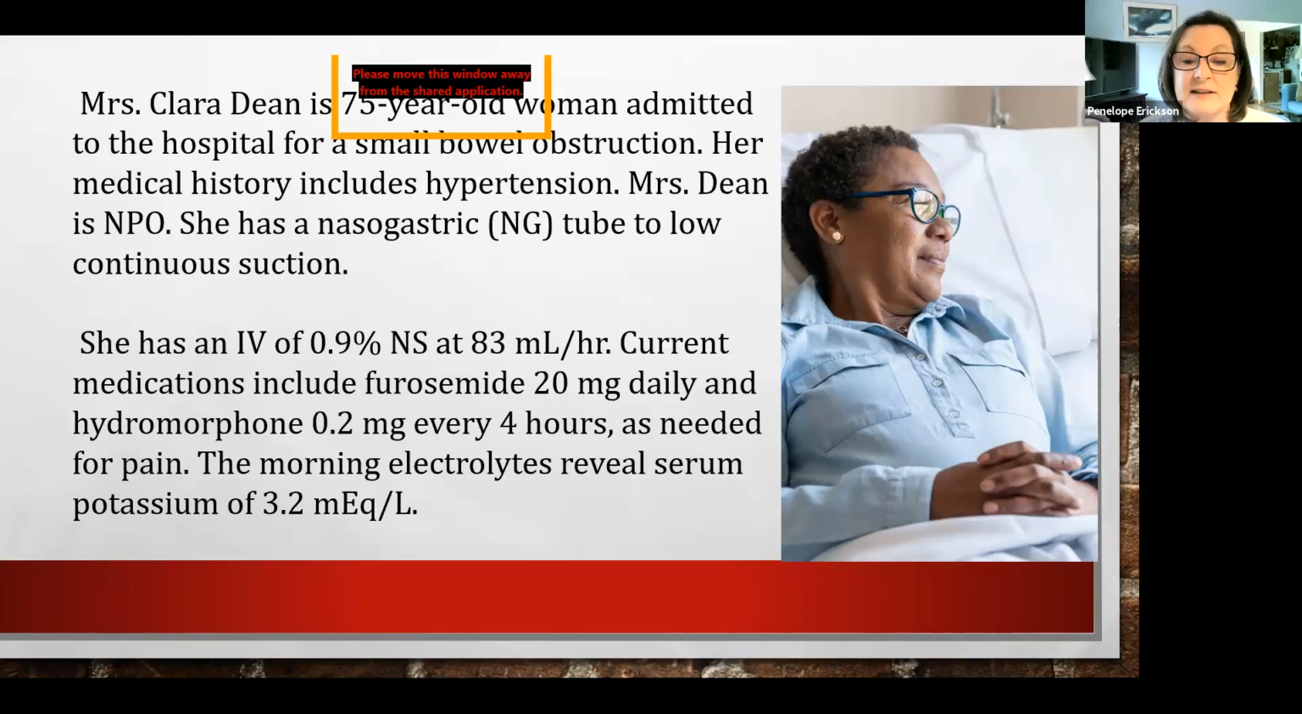And she gets Lasix 20 milligrams daily, so you can think in terms of what electrolytes she's losing. And she gets hydromorphone, which is 10 times stronger than regular morphine, right? And 0.2 milligrams every 4 hours is needed for pain. Her morning electrolytes reveal that her potassium was 3.2. So we know normal potassium is 3.5 to 5.